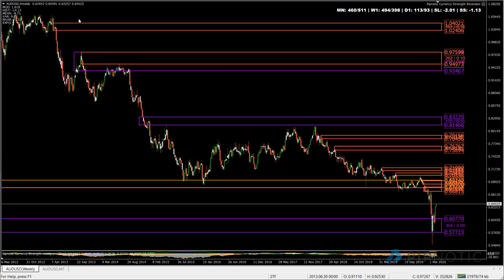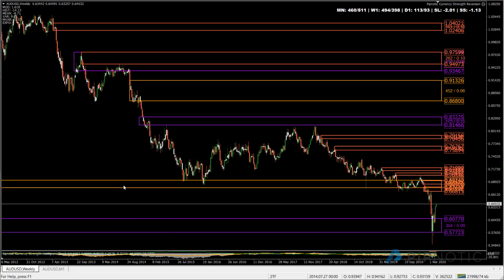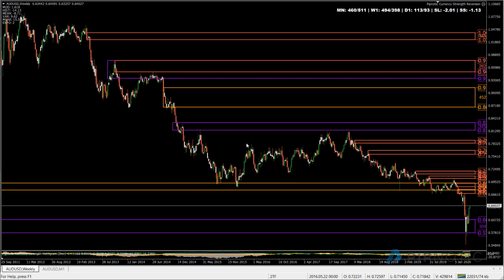I like this area up here very much. It's a gorgeous area, and we do have a couple of areas up here as well. On the daily chart, we've got this area here, which is interesting. So we have a few areas that we can watch. You can take a screenshot of this chart and watch this for future reference. Okay, so that's what we have.